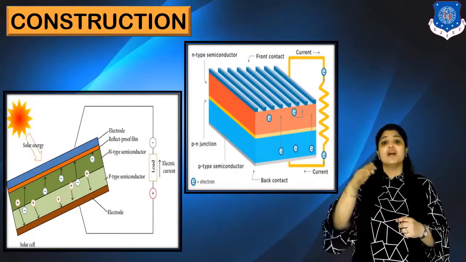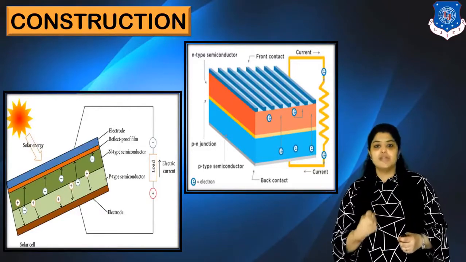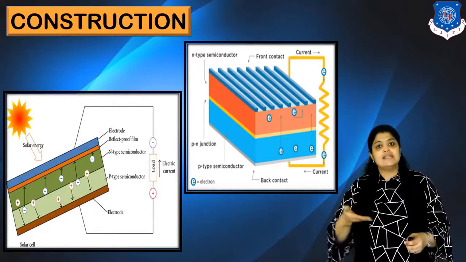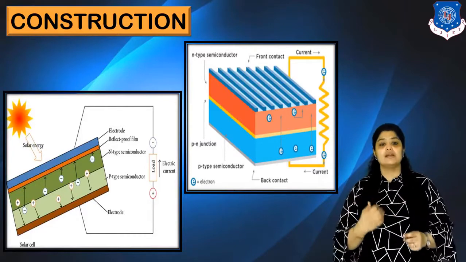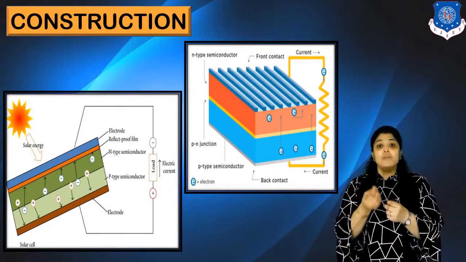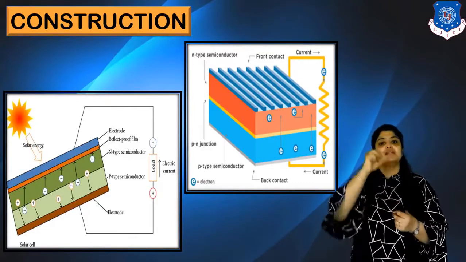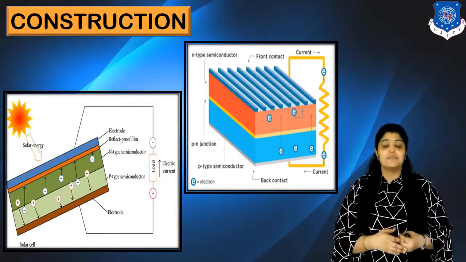The reason is, if you cover the entire surface with metal, sunlight won't be absorbed. On the bottom side, the entire layer is covered or painted with a layer of metal. Why is this done? To increase the conductivity of electrons. The moment the electron enters the metal, its conductivity is going to increase because metals have low resistance.